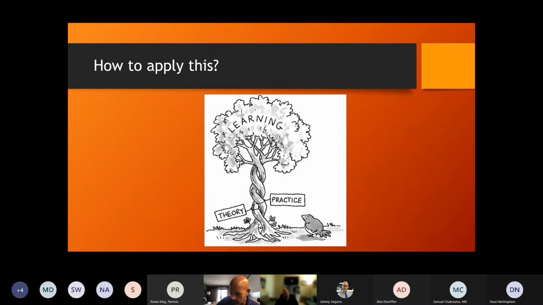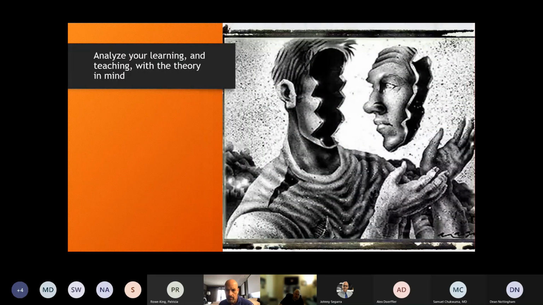So how are we going to apply this, taking the theory, the practice, and get to the learning tree? First step is analyze your learning and your teaching with the theory in mind. Seems very heady, but what does this mean? You want to ask yourself, how can I apply these topics? How can I apply the concepts of teaching to the adult learner? How can I incorporate them into the process, and how can I apply these next few slides into my teaching at the bedside?